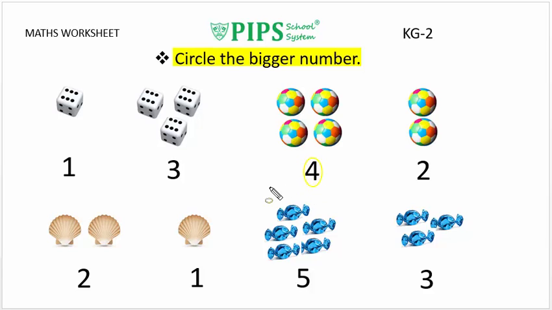Okay students, come to the next row. The first number is 2. The second number is 1. The third number is 5. And the last number is 3. So which one is the bigger number? 5 is the bigger number. So we will circle the number 5 like this.